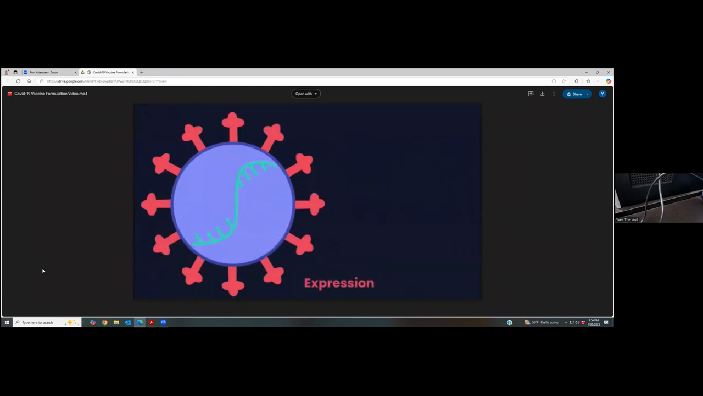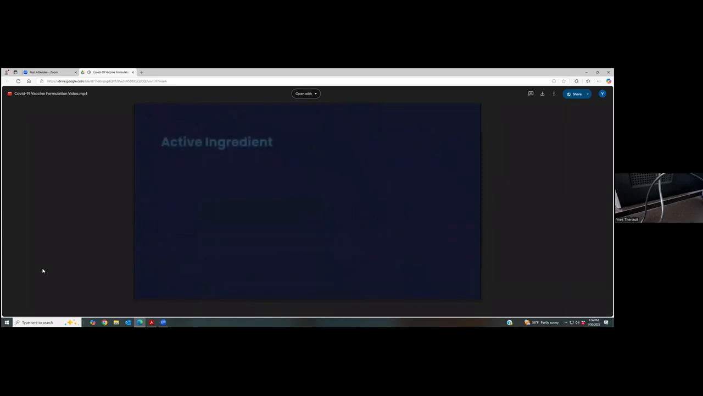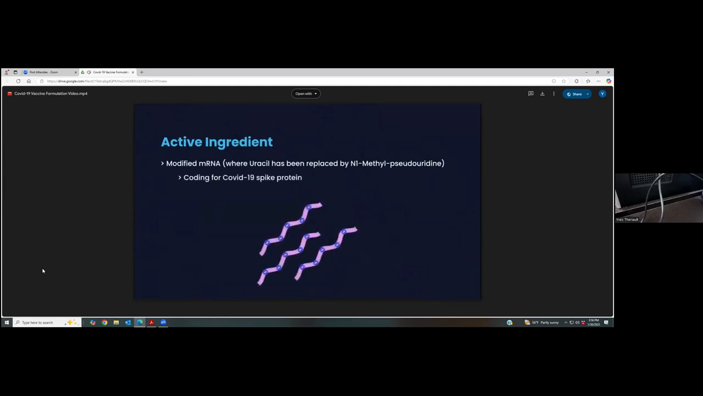The presence of the spike protein triggers the production of antibodies, T cells and B cells, which are responsible for the destruction of the virus in case of an infection. The active ingredient in the Pfizer-BioNTech vaccine is the mRNA coding for the spike protein, with a slight modification consisting of a replacement of uracil by N1-methyl pseudouridine, which helps evading the immune system, which could destroy the mRNA.